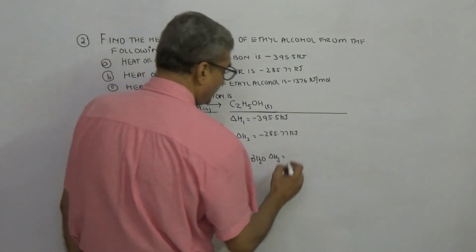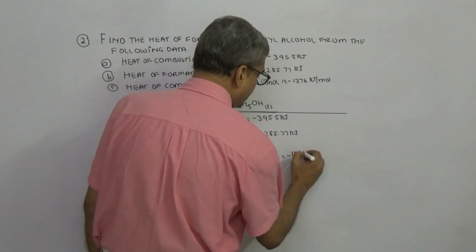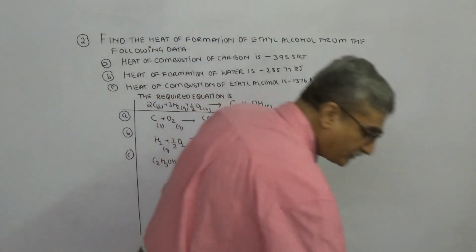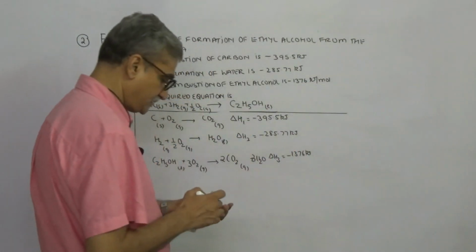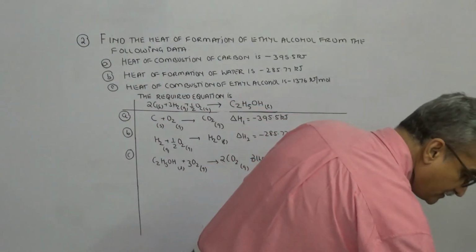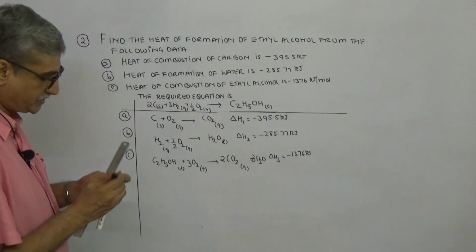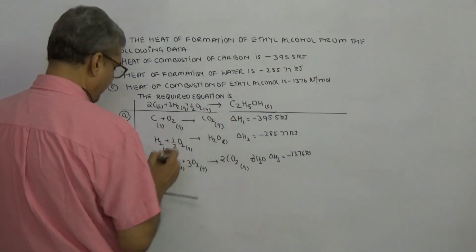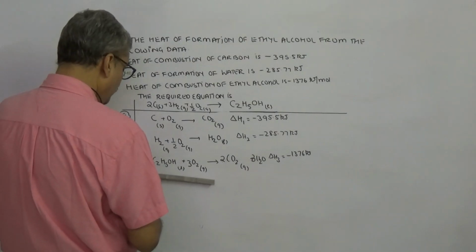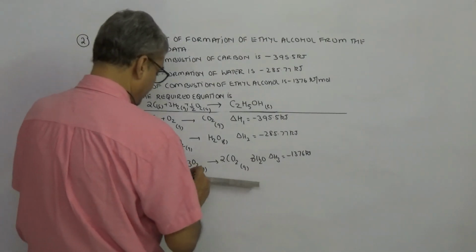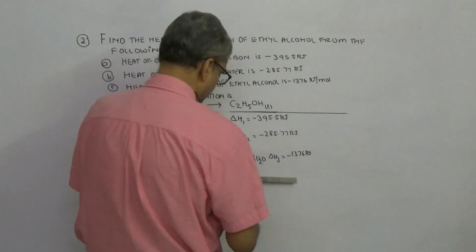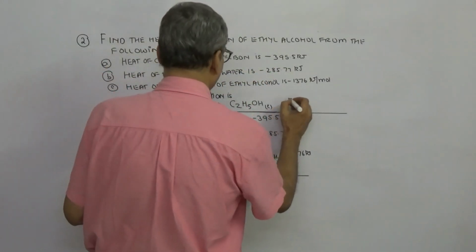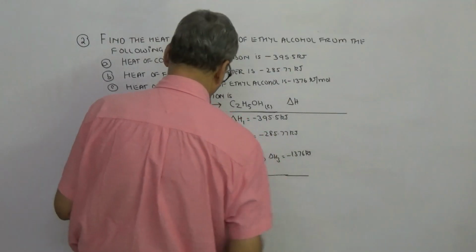and delta H3 is equal to how much? They have given the value, it is minus 1376 kilojoule. Now what happens is, these are the values which we have converted from statement into an equation form. And what do we require? We require this equation. So now we have to do some changes over here. So this is the delta H value we have to find out.